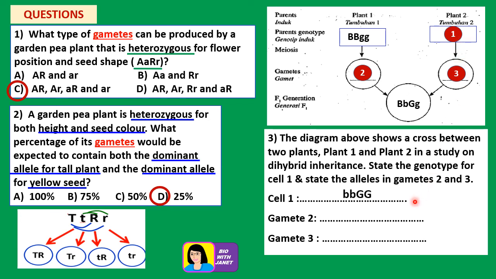Let's write down the answer. Genotype 1, small b, big G, big G. Genotype 2 is for the gamete here. Genotype 3 for the other gamete here.